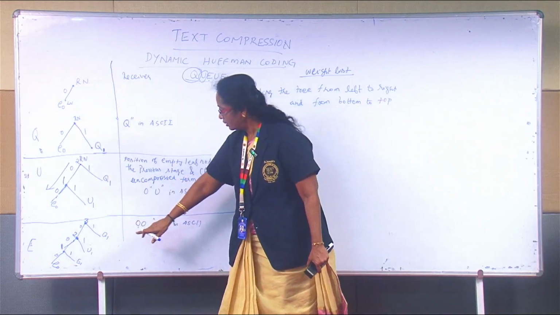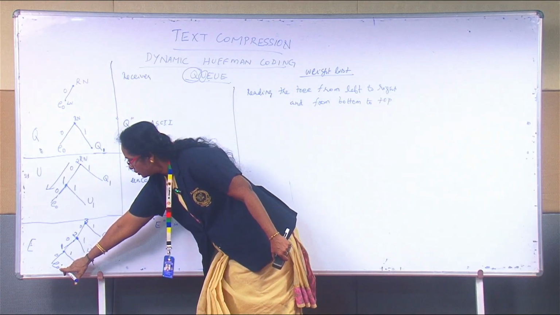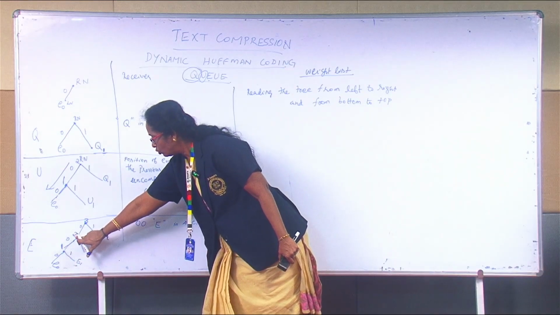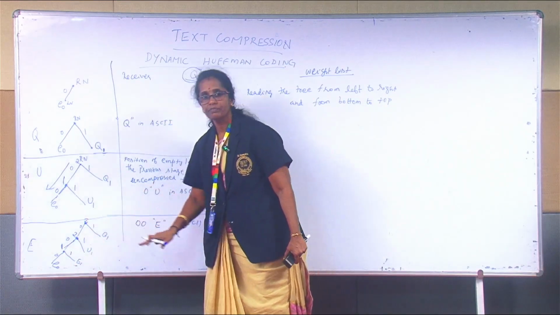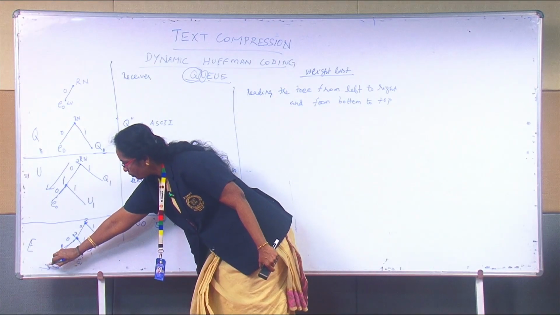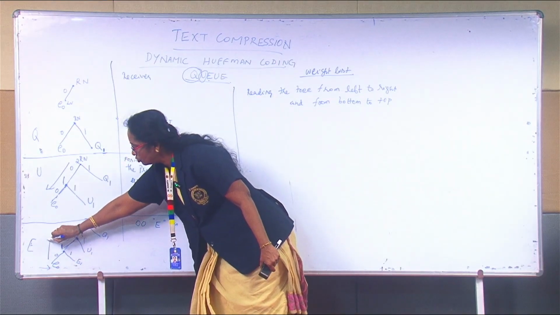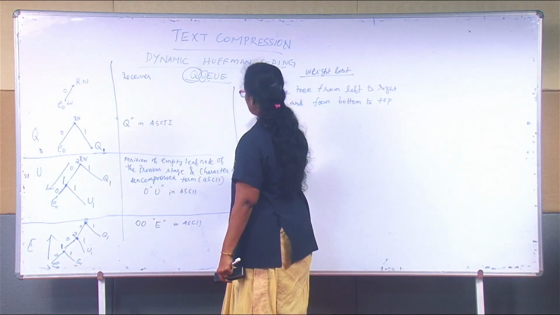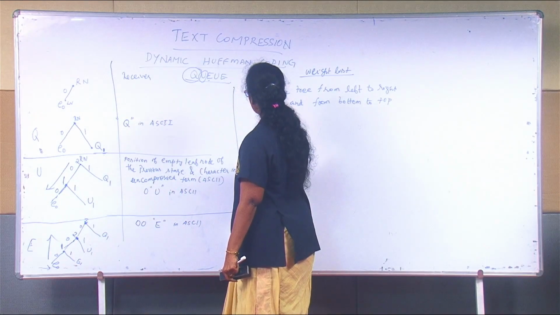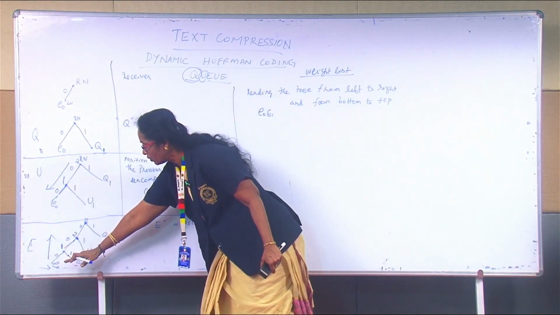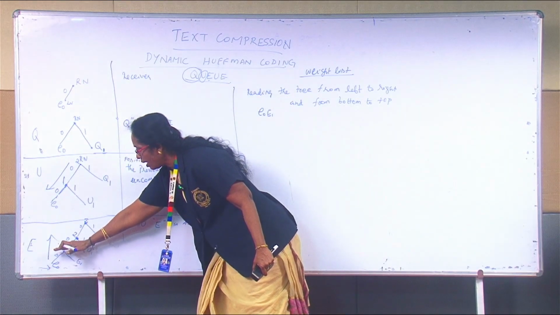So, if I am reading it, what is the weight list? E0, E1, 1, U1, 2, Q1, 3. Reading the tree from left to right and from bottom to top. Therefore, what is the weight list here? The weight list for this stage is E0, E1. The first stage is over. The bottommost level is over. Next, move to the up level.